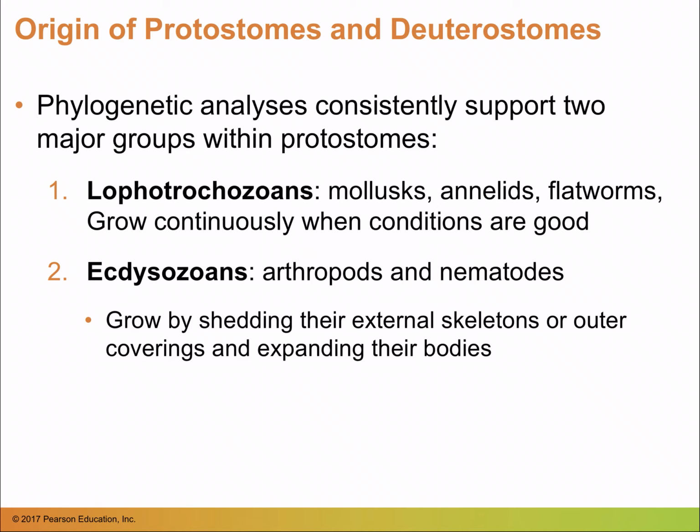If we focus on protostomes specifically, we can further break them down into two groups, the Lophotrochozoans and the Ecdysozoans. The Lophotrochozoans, mollusks, annelid worms, flatworms, are going to keep growing continuously when conditions are good. We're going to look at all the characteristics of these again in the next chapter. This is just the basics. Ecdysozoans are your arthropods, your nematodes. These are organisms that are going to molt, like crayfish. They're going to shed their external skeletons and outer coverings when they grow. So it has to do with growth, how we're describing it.